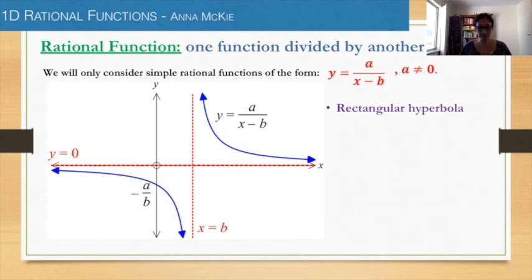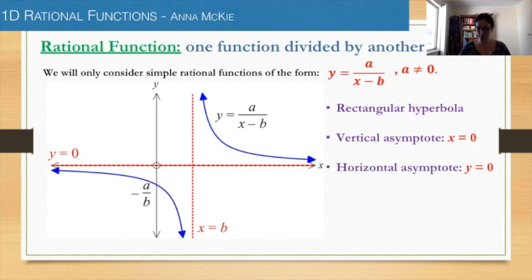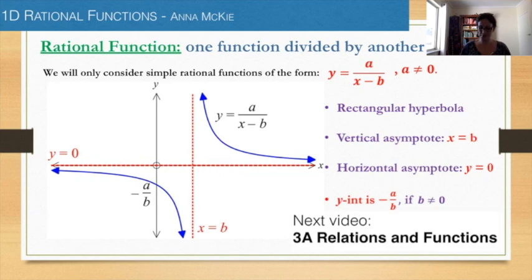So a few notes here. Again, this is called a rectangular hyperbola. The vertical asymptote, just a slight correction here, is that x is equal to b, not 0 in these ones. That the horizontal asymptote is still y equals 0. And that the y-intercept is of the form negative a divided by b, provided b is not 0. So some handy things to write down there.